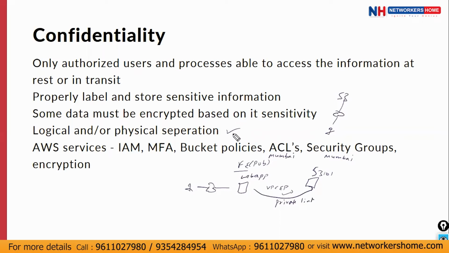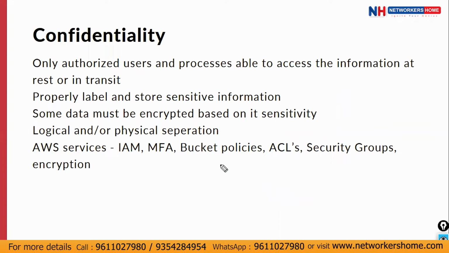So what are the AWS services you can consider to achieve confidentiality? IAM. Using IAM, you can define users, groups, policies and roles. And you also have MFA, right? Where do you configure MFA? Using IAM. So you can turn on multi-factor authentication, so if any user wants to log in, they have to provide an OTP as well. Okay, and if you look at the S3 bucket level, we have bucket policies and ACLs. These are the S3-level services.